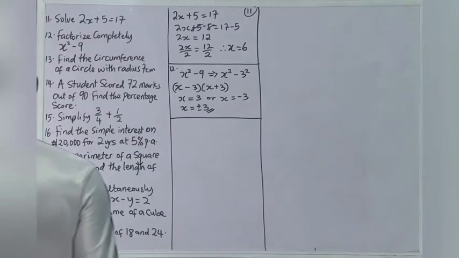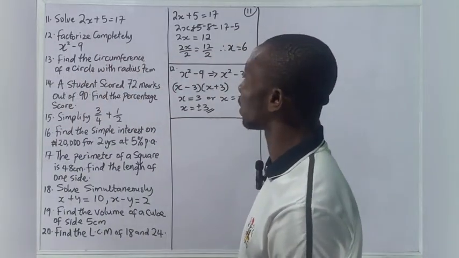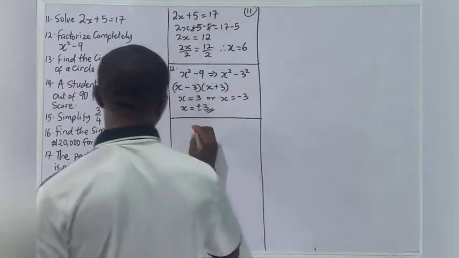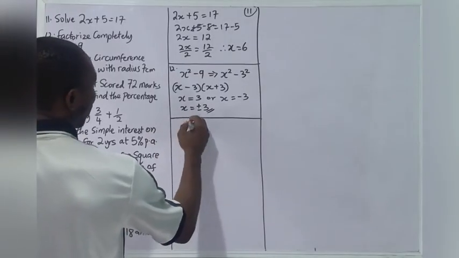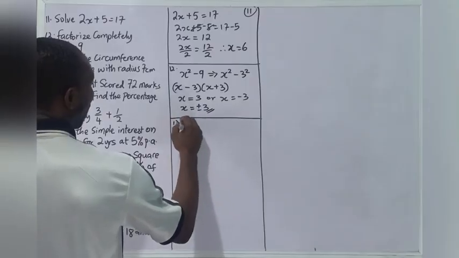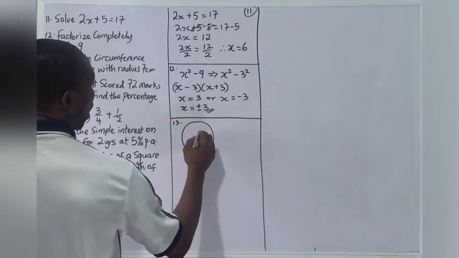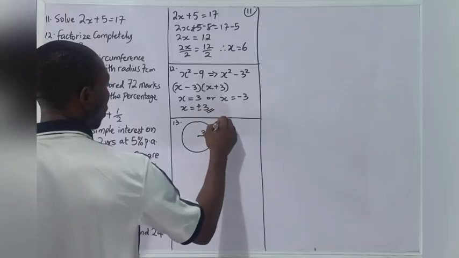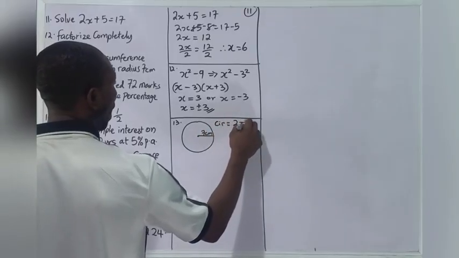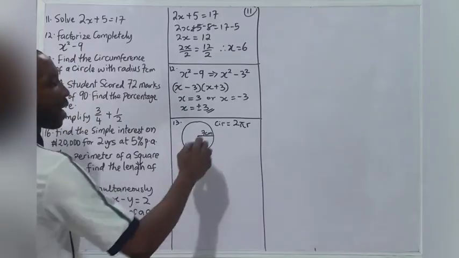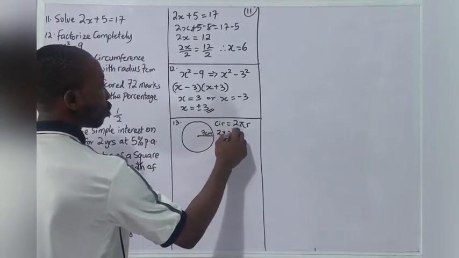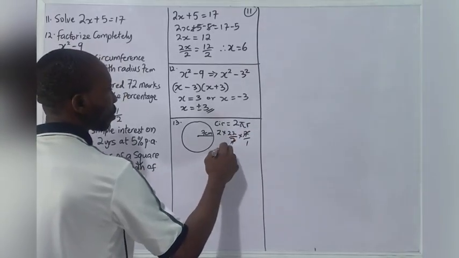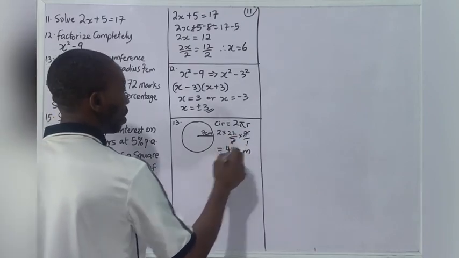Alright, next says find the circumference of a circle with radius 7 cm. Now we have a circle and we have the radius as 7 cm. Now we know that circumference equals 2 pi r. Now applying, we have 2 times 22 over 7 times 7 over 1. 7 cancels 7. So our circumference will be 44 cm.